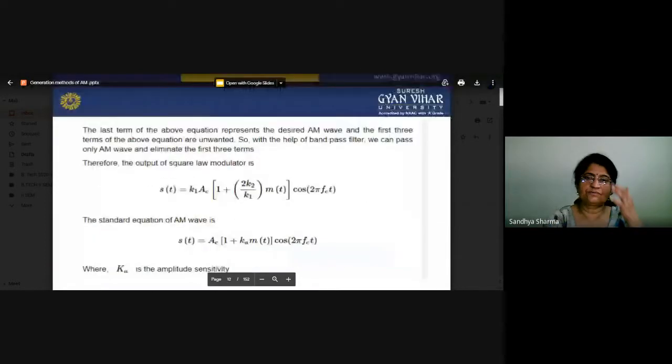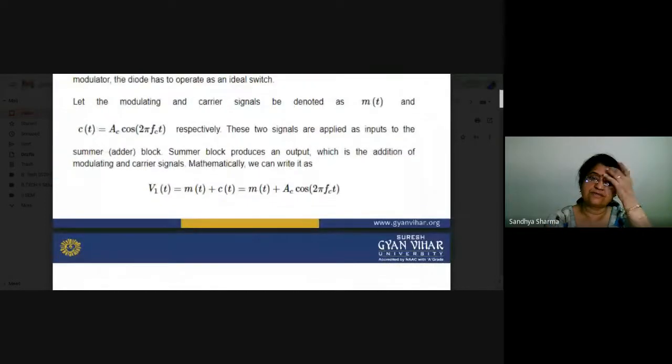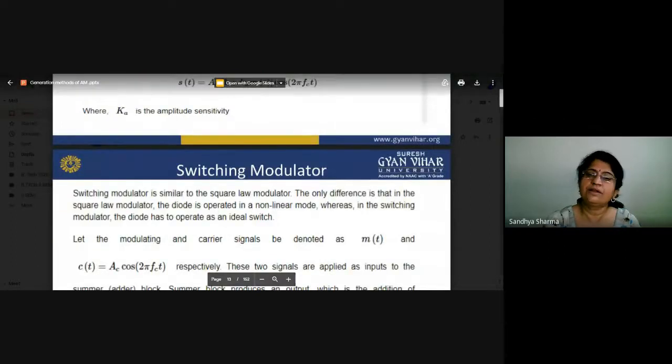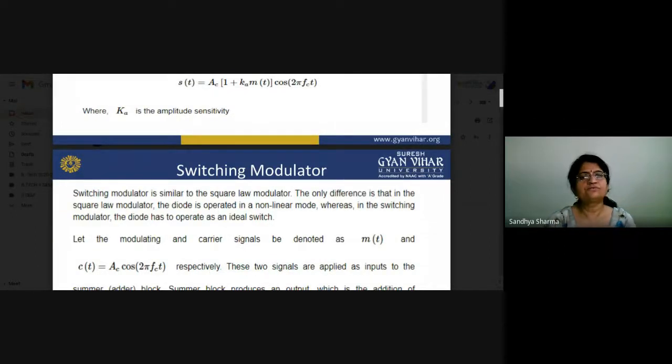Now we will switch to the switching modulator. You can see the switching modulator. We will also use a diode. So the switching modulator is also basically similar to the square law modulator. The only difference is that in a square law modulator, the diode works in a non-linear mode, whereas in the switching modulator, the diode has to operate as an ideal switch. So it will work as a switch in on and off mode.